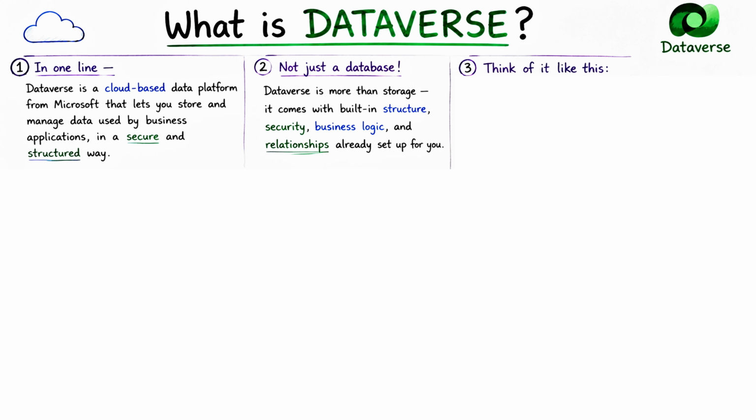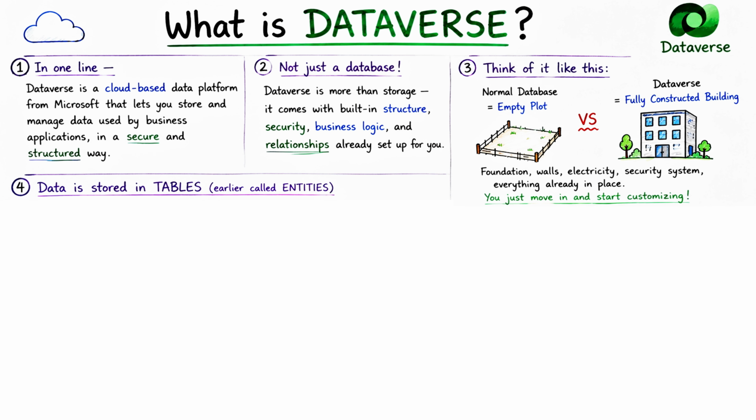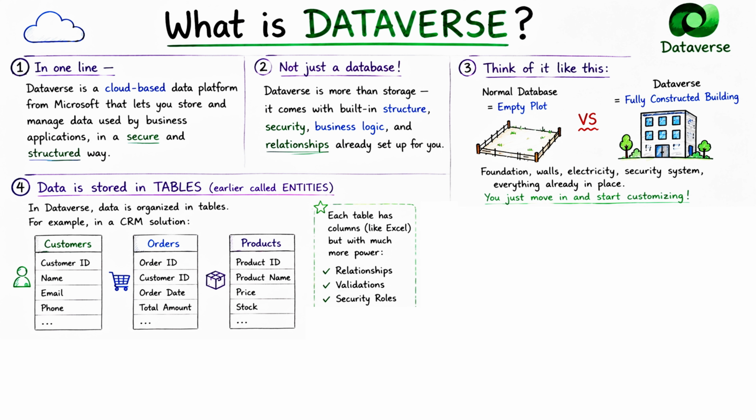Think of it like this. If a normal database is like an empty plot, Dataverse is like a fully constructed building. Foundation, walls, electricity, security system, everything already in one place. You just need to move in and start customizing rooms according to your needs. Inside Dataverse, data is stored in something called tables, earlier called entities. For example, if you are building a CRM-like solution, you will have tables like customers, orders, and products.